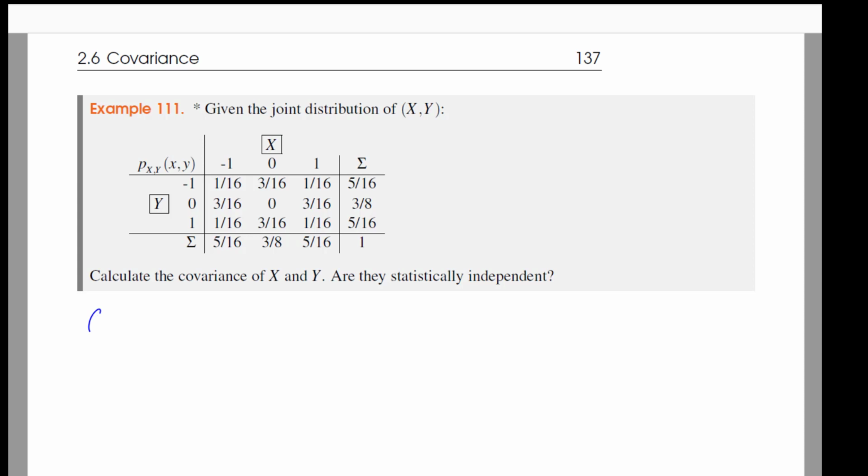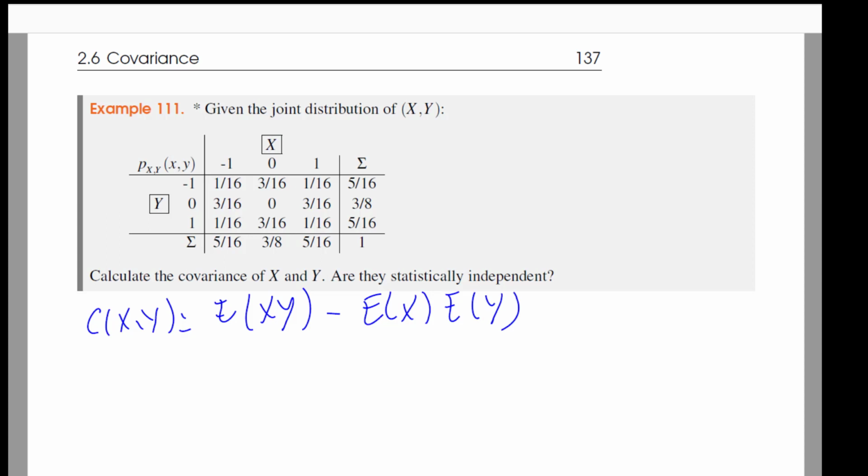Okay, so for the covariance of x and y, we already know the formula, right? It's the expected value of x times y minus expected value of x times expected value of y. Right, so no linear combinations involved in this example. Okay. So we need to compute all of these. All right. So E of x and E of y, I'm assuming we all know how to compute them, right? Because if this is y right here, this value is summing across x, so it means that this is actually the marginal of y. And here is the marginal of x.